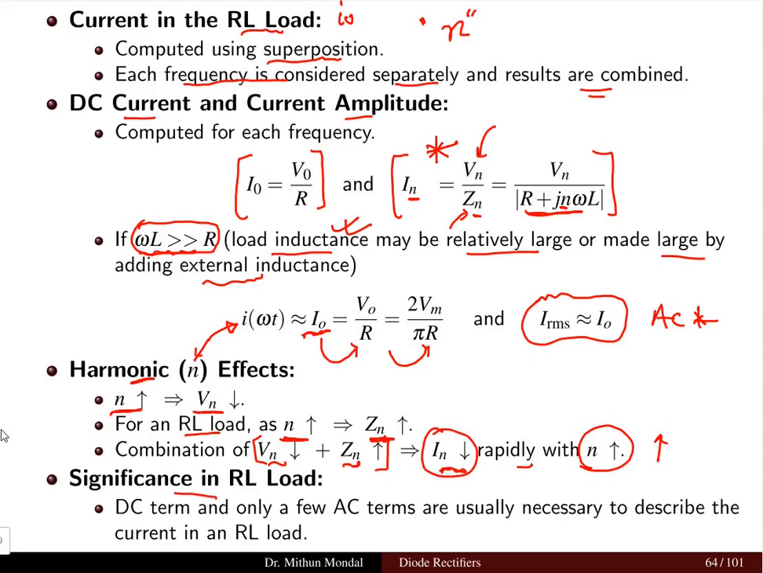The significance in the RL load is that we have the DC term as well as a few AC terms which are usually necessary to describe the current in the RL load. So we have seen this current expression: it has the DC term as well as the terms resulting because of the presence of harmonics. So this is occurring due to the inductor present in the load.